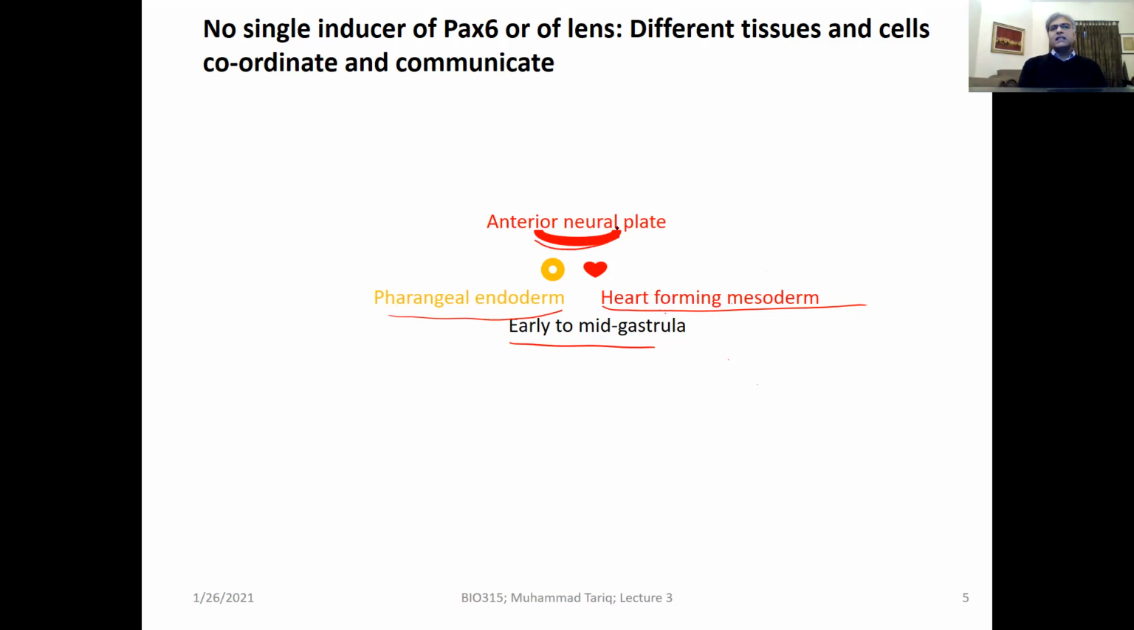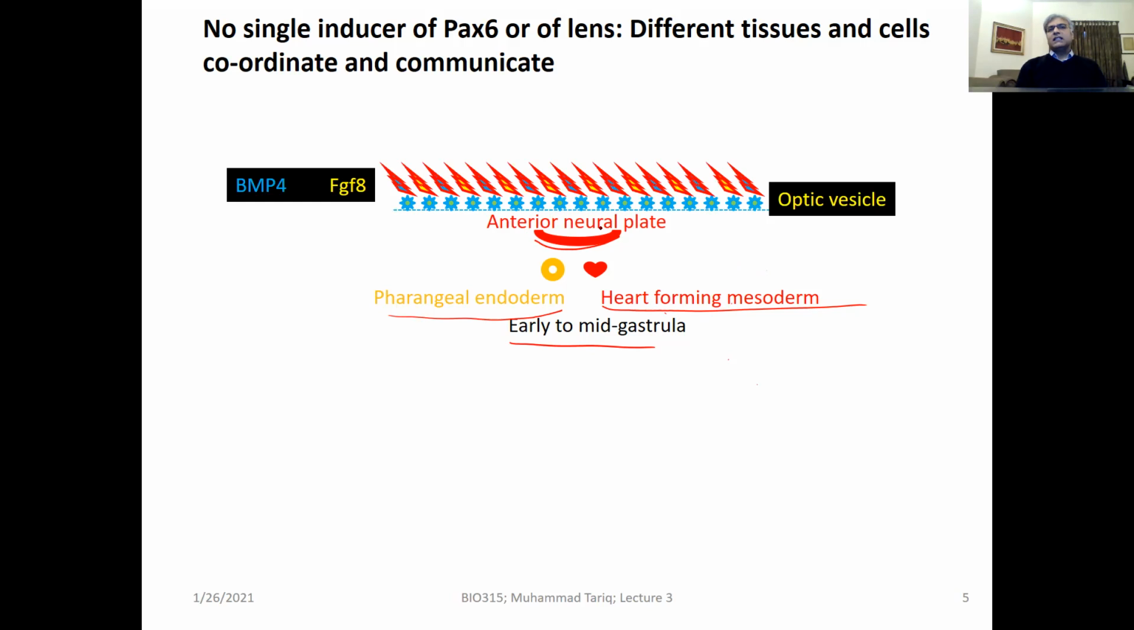Go like this. These cells then send signals in the form of FGF8 and BMP4. These signals are coming from the optic vesicle. These are color coded: BMP4 is this, and FGF8. These two signals are coming from the optic vesicle. But who is inducing the optic vesicle to send these signals? Even earlier cell types, pharyngeal endoderm and heart-forming mesoderm, somehow resulted in the production of these signals.